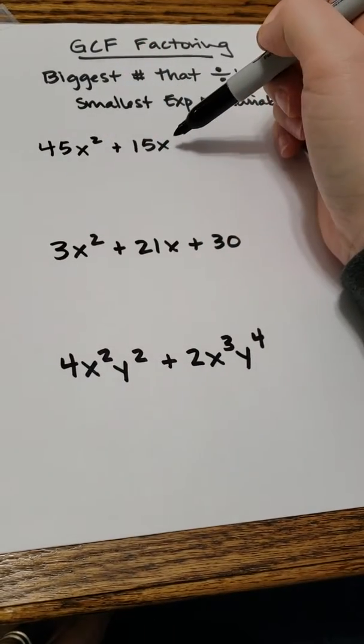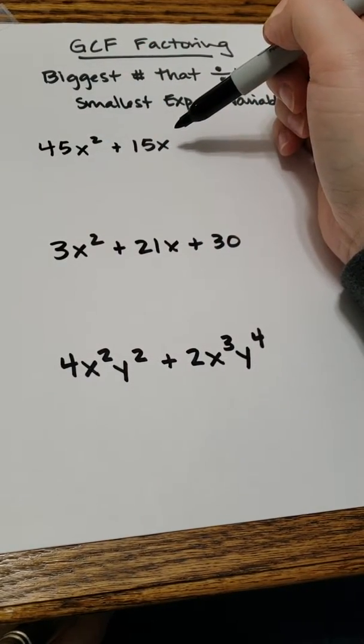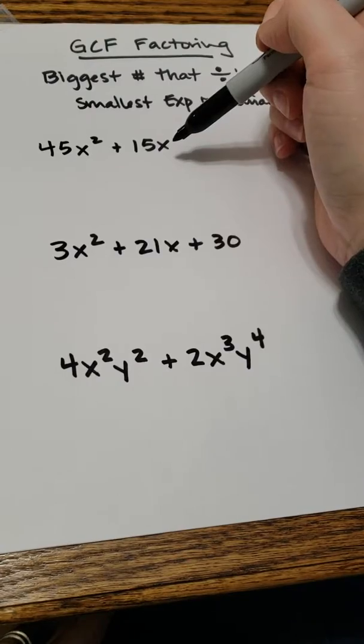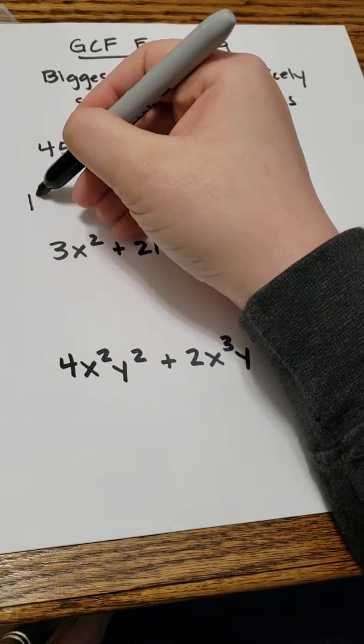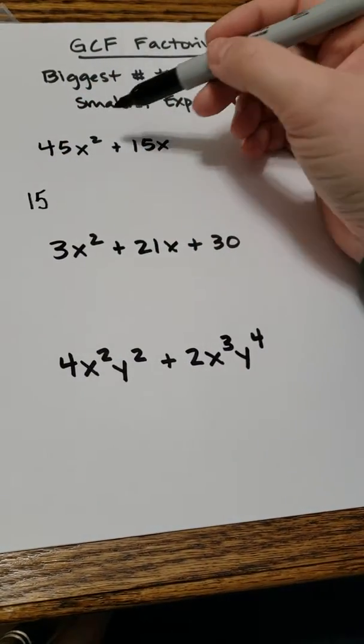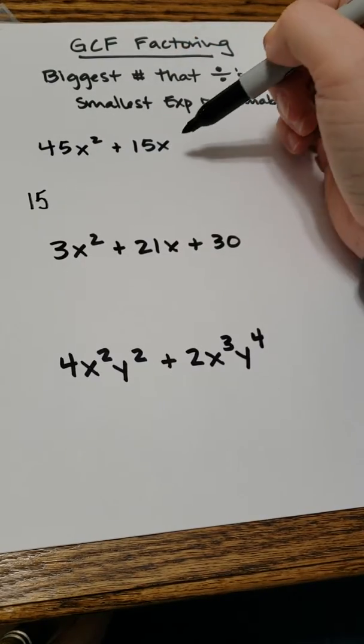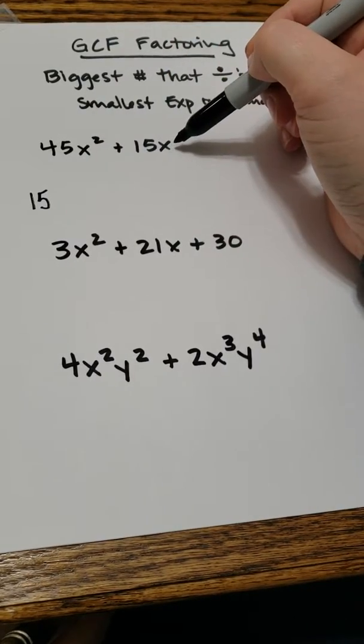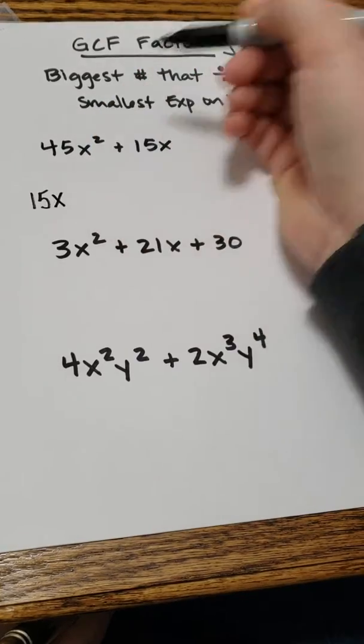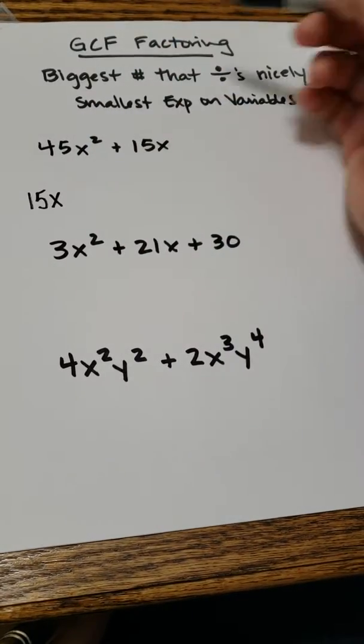So in this first example, we have 45 and 15. The biggest number that would divide nicely into both of those is 15. And since we have x squared and x, again, we use the smaller exponent of the two. So we can say that both of them have one x. We can't say that both of them have two.